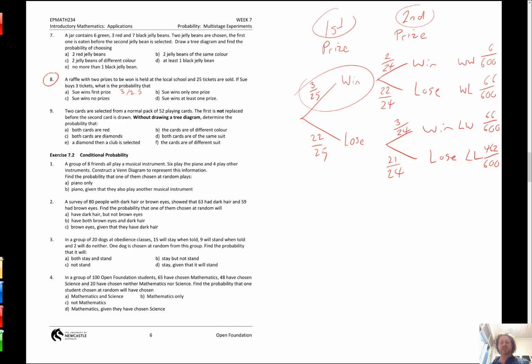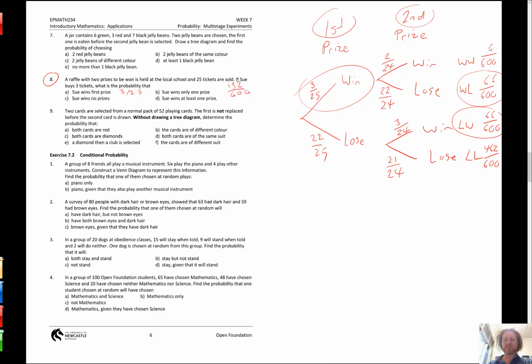Hey, look, there's other ways to approach it. Let's just keep it simple. 3 chances. If she didn't win it, there's no second chance of winning first prize. It's gone. B, Sue wins only 1 prize. Well, here's Sue winning the first one, but not second prize. Here's Sue not winning first prize, but winning second prize. It's the sum of those two. Sue winning only 1 prize is either win-loss or loss-win. So it's these two added together, or is a plus. 66 plus 66 is 132 on 600.